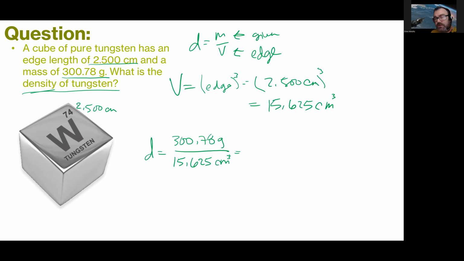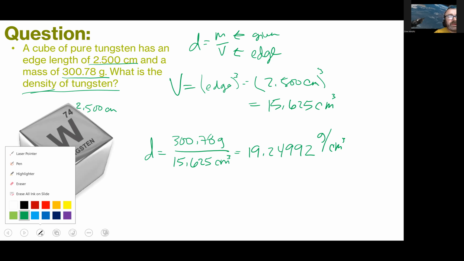Okay, I've got to math this out. 300.78 divided by that answer we just had is 19.24992. This has units of grams over centimeters cubed. Okay, we've got to worry about significant figures. All we've done is multiply and divide.